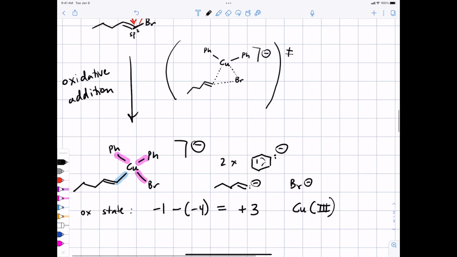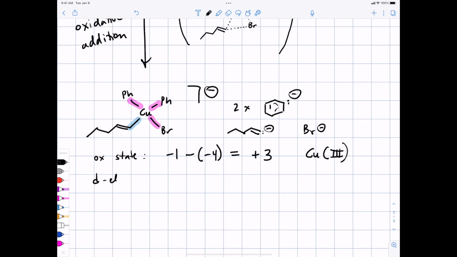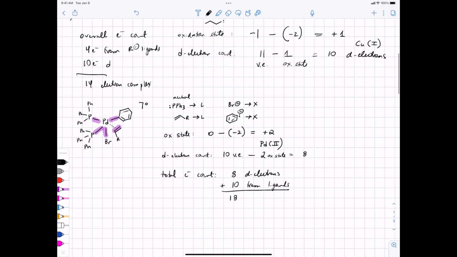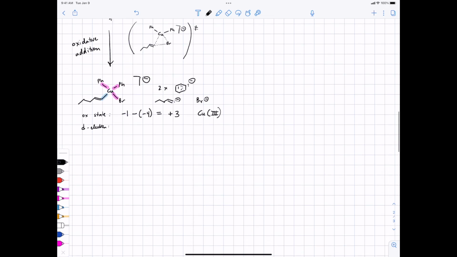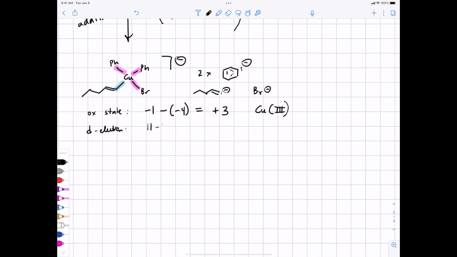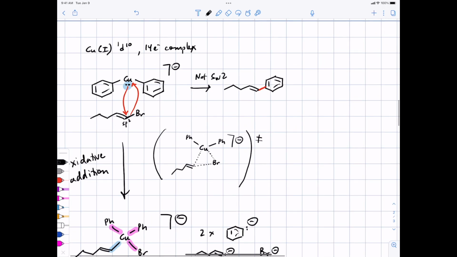Okay. We could also do a d electron count. This is +3 oxidation state. Copper normally has 11. So 11 minus 3, or d8. And that's another way you can tell that it was an oxidative addition, because we went from something that was d10 to something that's d8.